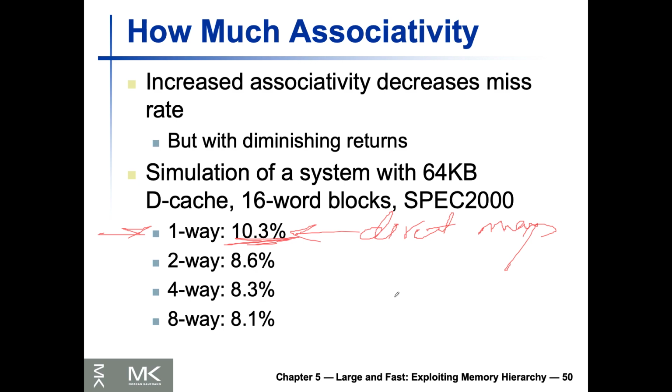Yeah. So direct map has the highest miss rate, right? When you go down towards fully associative, normally on average it's going to decrease.